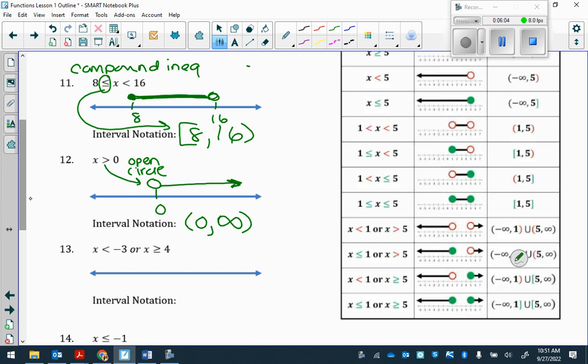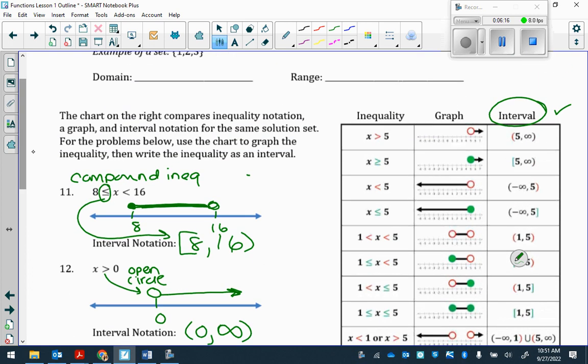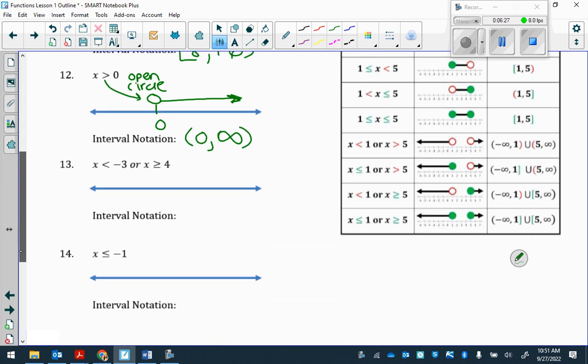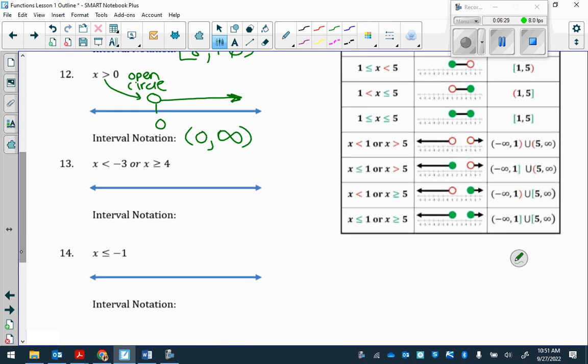One thing with interval notation and inequality notation has to be least to greatest. Least to greatest, same with set notation, which was above. Interval and inequality, least to greatest, okay? Least to greatest. And this next one will cover all of them.